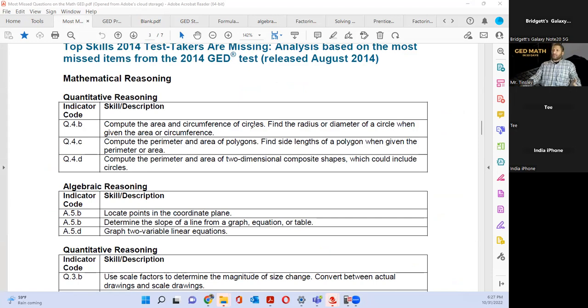Compute the area and circumference of a circle. Find the radius or diameter of the circle. Compute the perimeter and area of polygons. Find the side lengths of polygons when given the perimeter or area. Right? Listen, volume is not on here, three-dimensional shapes, but they ask you to solve for H.